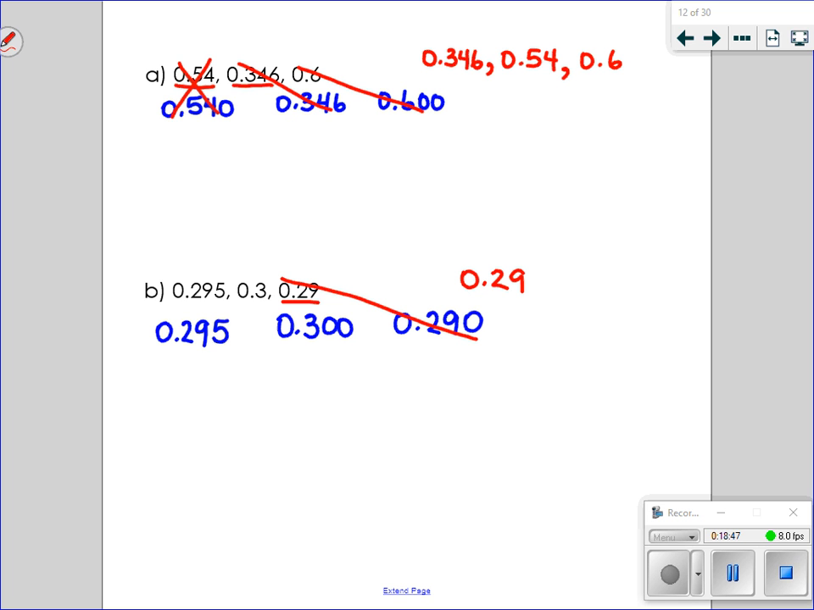Okay, what's the next biggest? 295 thousandths or 300 thousandths? 295 thousandths. And the biggest, the largest number? 300 thousandths, which the original form of that was 0.3.